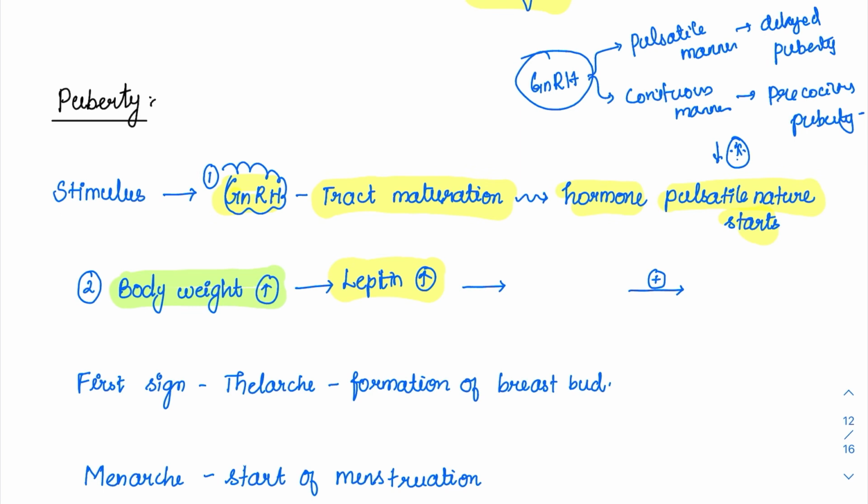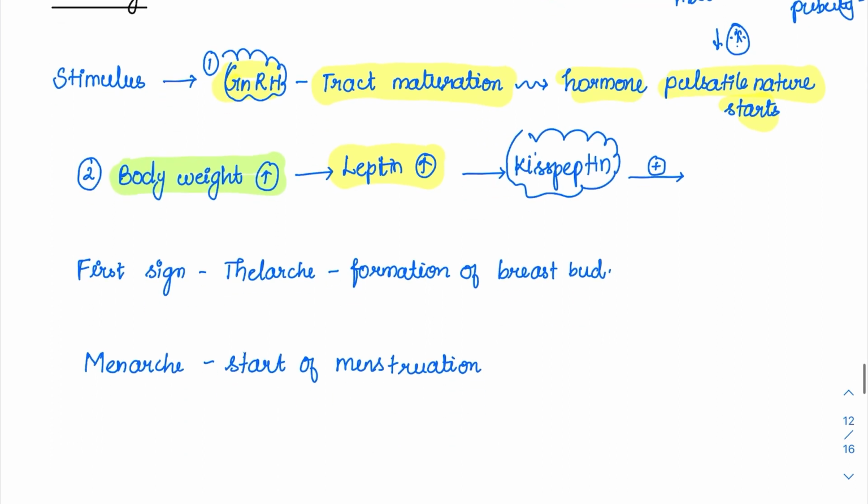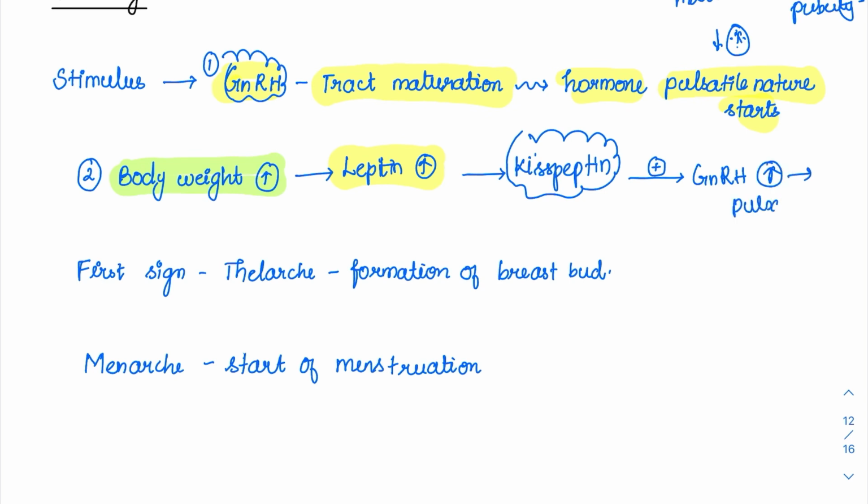Then what happens is, they will produce a substance called kisspeptin. This is very important, this kisspeptin. Then what will this kisspeptin do? They will obviously stimulate the GnRH axis. GnRH axis will be stimulated and they will start producing in a pulsatile manner. So that is why a critical body weight is always required for attaining puberty. That's why thin individuals have a delayed puberty.